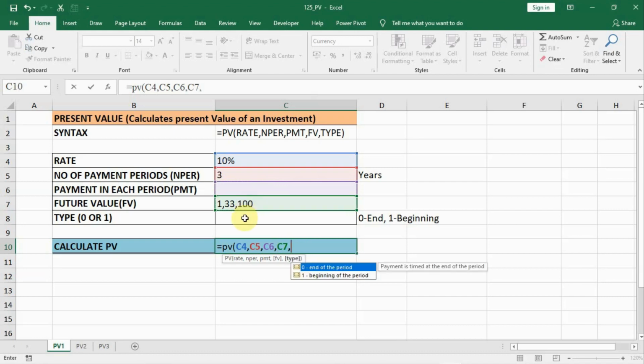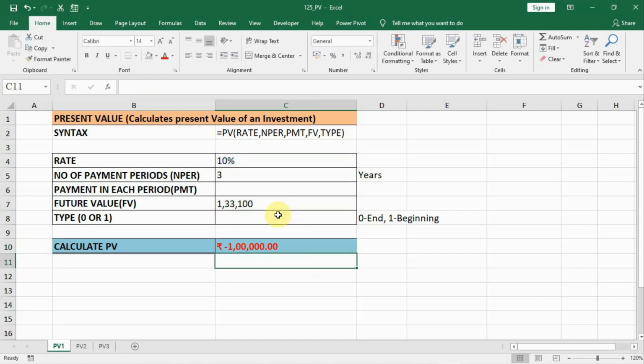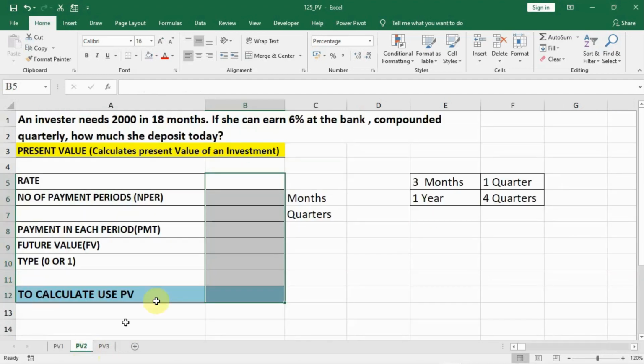And if we omit this type, that is 0 and 1, as if we make an investment in the beginning, we have to write 1, and if we are making it 0, that means interest is paid or earned at the end of the period, and we press enter. So this comes to be 100,000 or 1 lakh rupees. So if today I invest this much amount, then I'll be able to earn 133,100 rupees.